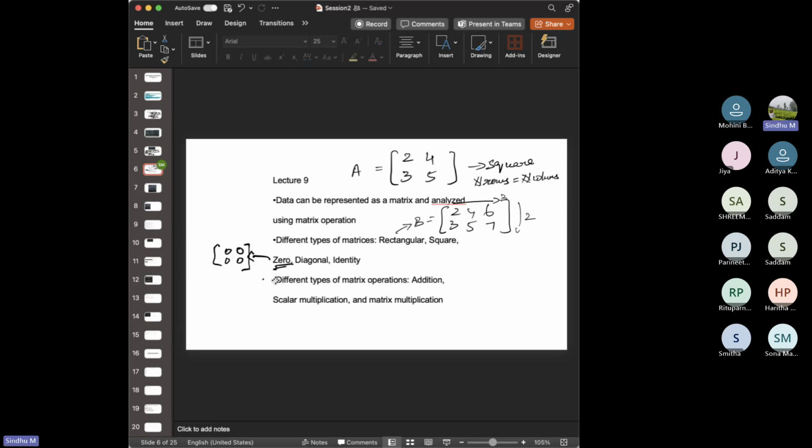And similarly, just like the vector operations that we did, like addition and multiplication and so on, here also we can do similar kind of operations. But here, if you want to do these operations, for example addition, then you can only do it if the matrix sizes are equal.